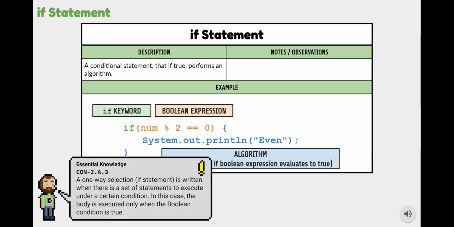This aligns with our essential knowledge. A one-way selection or if statement is written when there is a set of statements to execute under a certain condition. In this case, the body is executed only when the Boolean condition is true.